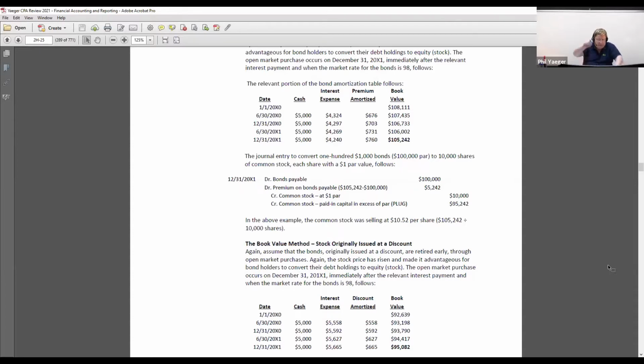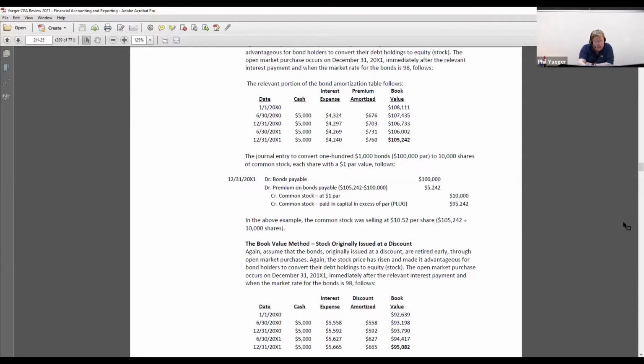Anyway, next thing. Now we're going to take the book value of the bonds, which is 105,242, and we're going to convert it to common stock. So we credit common stock for the number of shares of stock that we're giving. How many shares of stock are we getting by converting the bonds? 10,000 shares. And what's the par value per share? $1. That's $10,000, right?